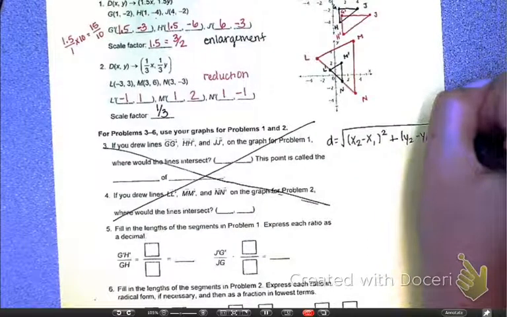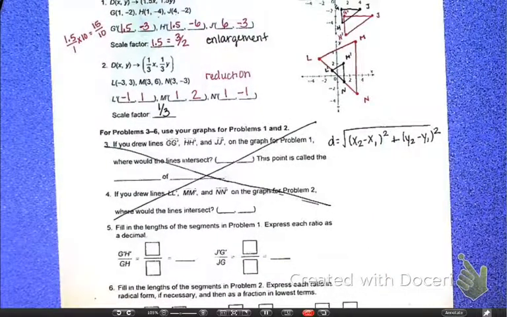Okay, so a couple of us know that. So it was on your first test. I guarantee it will be on this next one. So you need to know the distance formula.